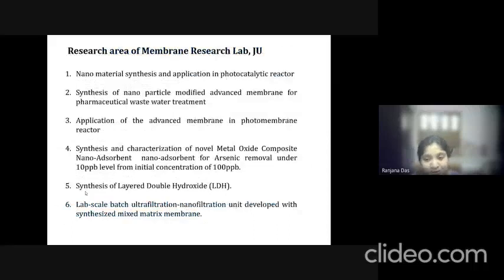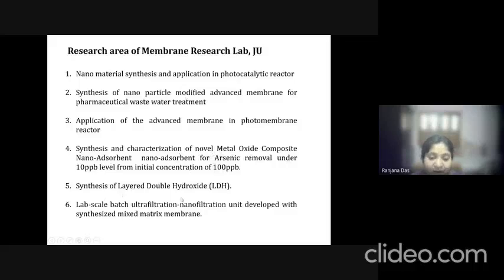So that much about the theoretical part or the application. Just a brief about our work in Jadavpur University, what we are doing. We are preparing the nanomaterial for photocatalytic reactor. We are synthesizing the nanoparticle modified advanced membrane for treatment of the pharmaceutical wastewater. We are preparing the advanced membrane for the photomembrane reactor. This is photomembrane reactor. And we are synthesizing and characterizing the novel metal oxide composite nanoadsorbent for arsenic removal.